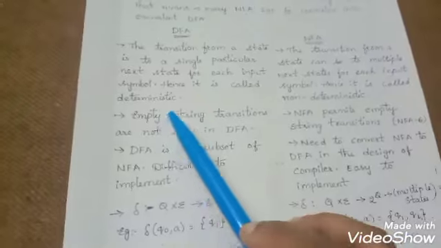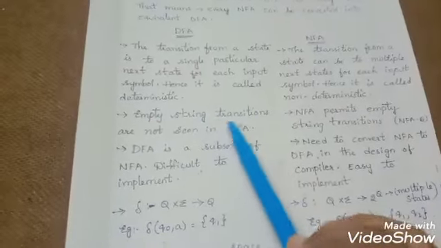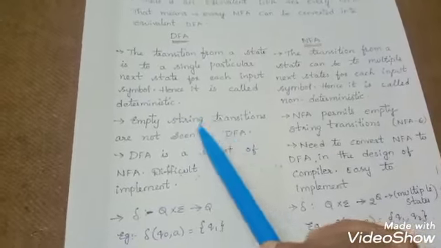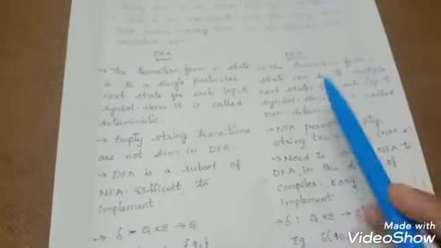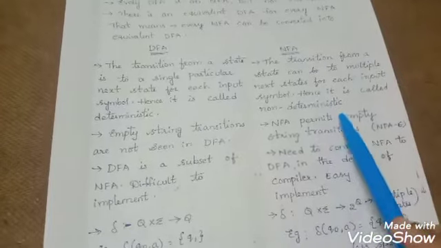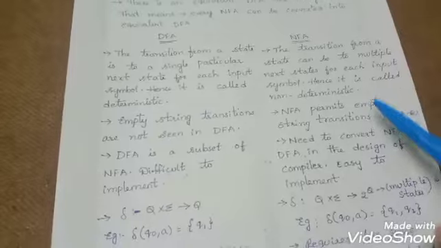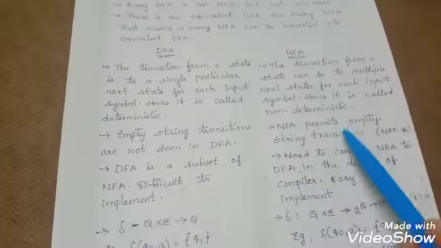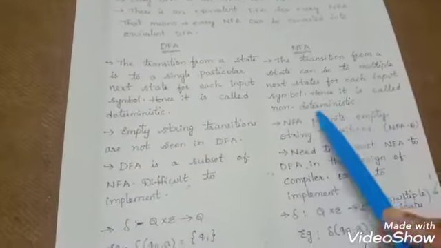And in a DFA, empty string transitions are not seen. So in a DFA, there are no empty string transitions. That is, with epsilon, no transitions are performed in a DFA. Whereas an NFA permits empty string transitions. That is, in an NFA, we have the epsilon NFA. So it also performs a move on taking the input epsilon, moving to the next state. So an NFA permits empty string transitions.